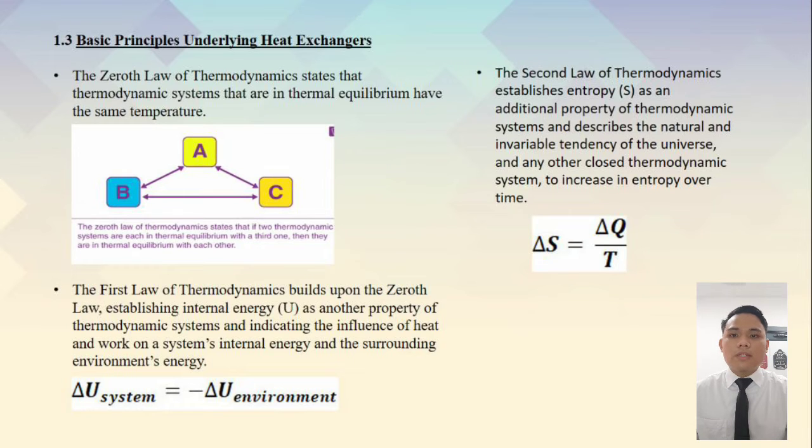The second law of thermodynamics establishes entropy as an additional property of a thermodynamic system and describes the natural and invariable tendency of the universe and any other closed thermodynamic system to increase in entropy over time: ΔS equal to ΔQ divided by T.